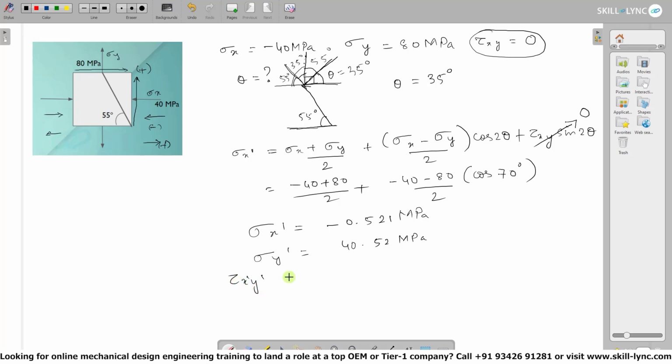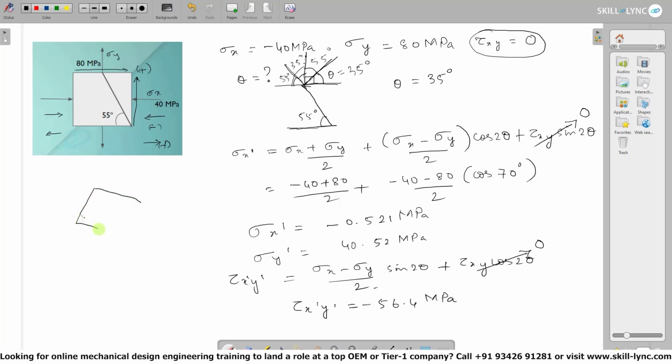As for tau x dash y dash, we know the formula, which is (sigma x minus sigma y) by 2 into sine 2 theta plus tau xy cos 2 theta. Now again we can equate the tau xy term to 0 because we know that tau xy is equal to 0. So with that, by simplification, we get tau x dash y dash, which will be equal to minus 56.4 megapascal. Now, one important thing which we'll have to note here is, even though tau xy is given as 0 here, tau x dash y dash has a value of 56.4 megapascal. And this says that the stress applied, even without shear stress, is going to create another shear stress when there is a different orientation.